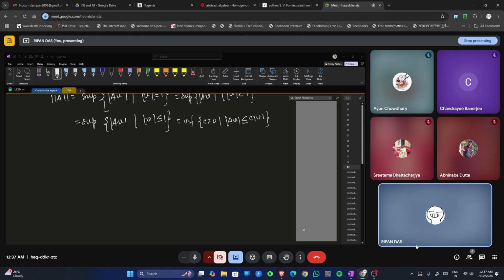Is Rn complete? Yes. How do you prove that? Every Cauchy sequence converges, and the convergence we can show with the help of norm. Okay, please share your idea. How can you prove that?